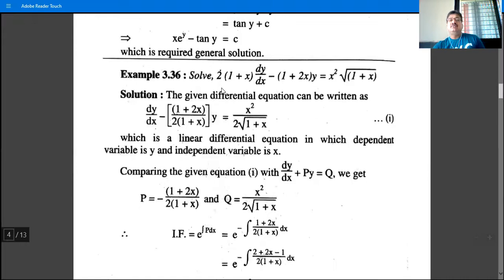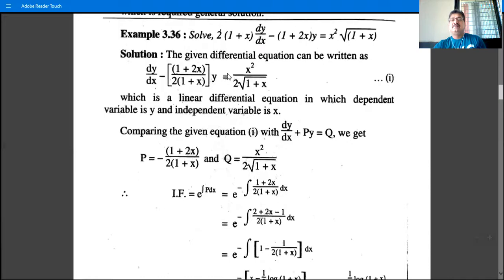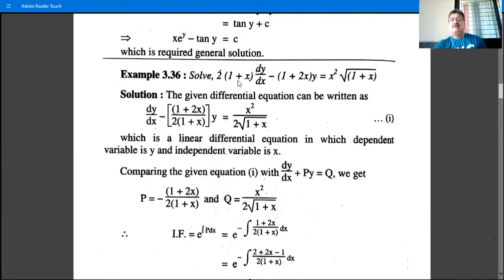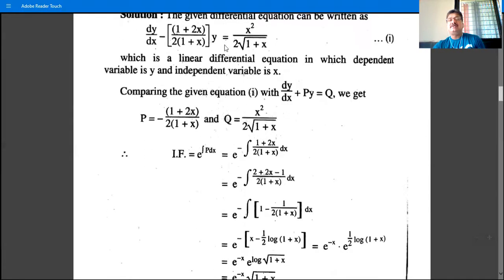Next example, solve 2 in bracket 1 plus x dy by dx minus this is equal to this. After simplification, that is dividing by 2 into 1 plus x throughout, we have dy by dx minus (1 plus 2x) divided by 2(1 plus x) y is equal to x square root 1 plus x divided by 1 plus x. That is, root 1 plus x divided by 1 plus x is 1 by root 1 plus x. And then this is a linear differential equation of the form dy by dx plus P(x) y is equal to Q(x), where P(x) is minus (1 plus 2x) divided by 2(1 plus x), and Q(x) is this.